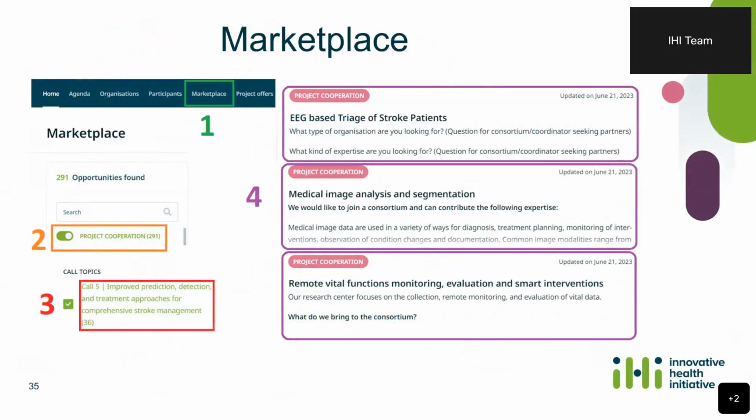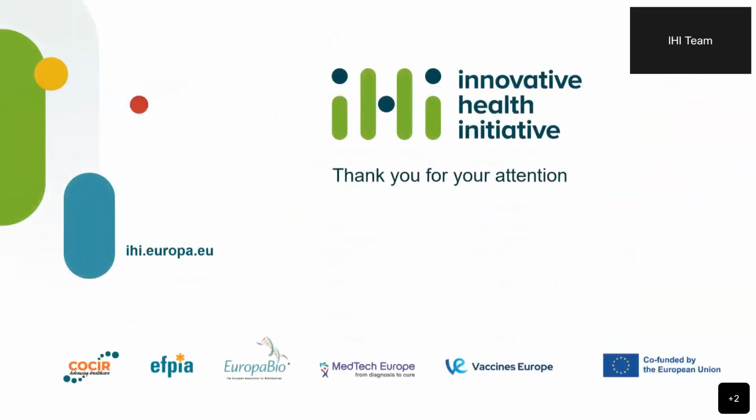Also, if you are interested in all the project ideas that are already compiled on the platform, and if you want to look for a partnership, you can do it on the marketplace. So in B2Match, you just go on the marketplace in the menu of the platform, select project cooperation and select the topic that you're interested in, and you will have a lot of project ideas that you can consult or can join for a potential partnership. So with all that, we are passing to the questions.